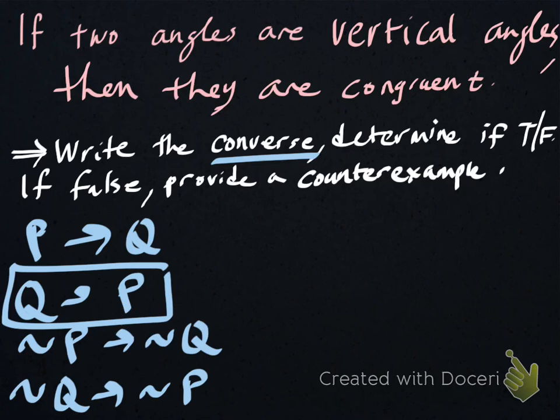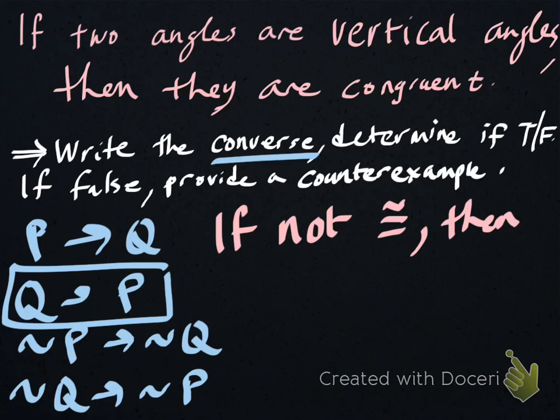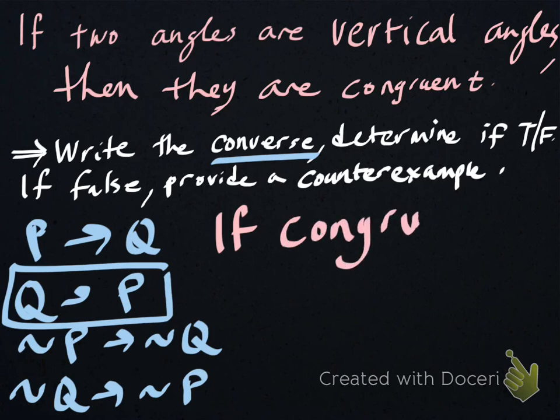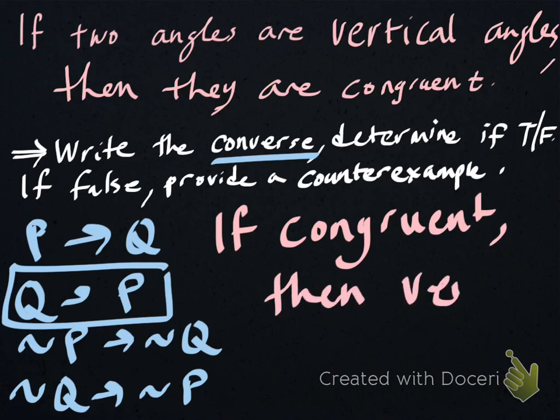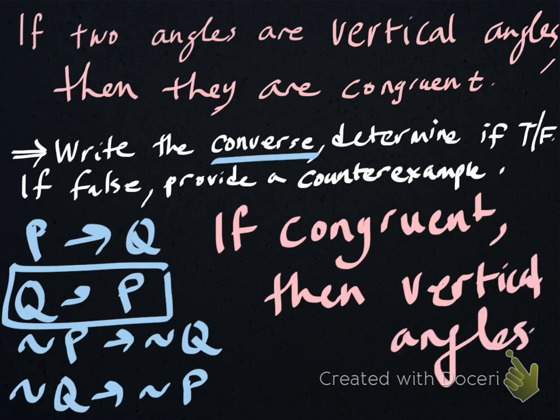So what would that sound like in terms of the actual phrasing in the statement? That would say, if, again I'm abbreviating, if congruent, then they are vertical angles. The converse simply switches the order, and that's exactly what I've done, albeit in abbreviated form. If they are congruent, then they are vertical angles.